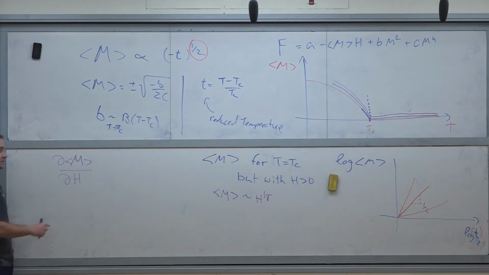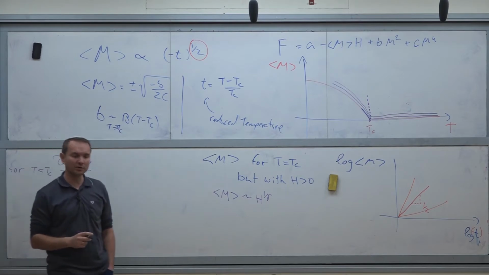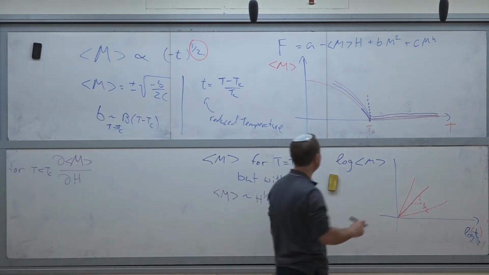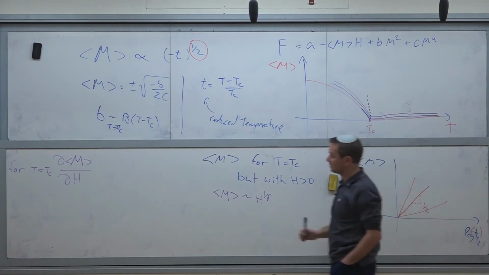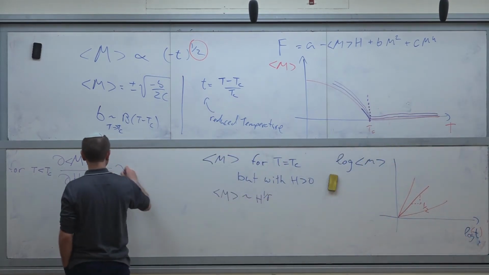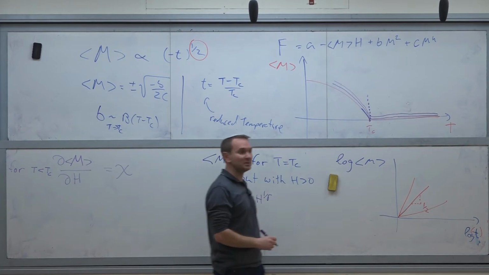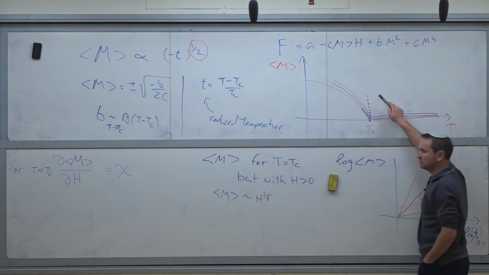Now, another exponent is what happens to the average magnetization as it changes with external field for T smaller than Tc. So in the vicinity of the critical point, we can also ask what the susceptibility is, the susceptibility of the system to the external field.